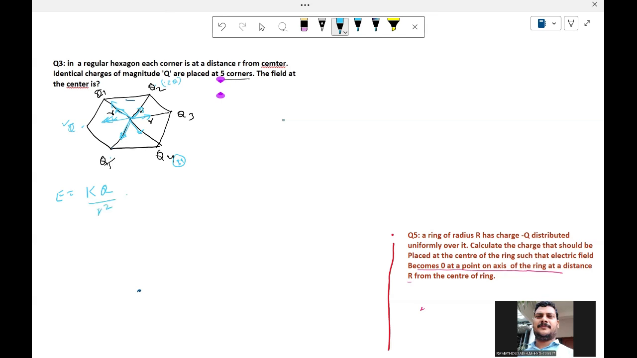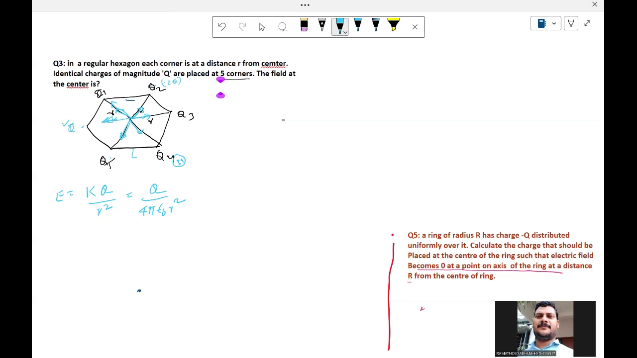That's enough, very simple. That equals Q by 4 pi epsilon naught into R square, where R is the distance. If instead of R he gives L as the length of the side of the hexagon, then this also becomes L, so L square will come. Otherwise, if some different charges are given, you have to find out everything. So this is about the regular hexagon.